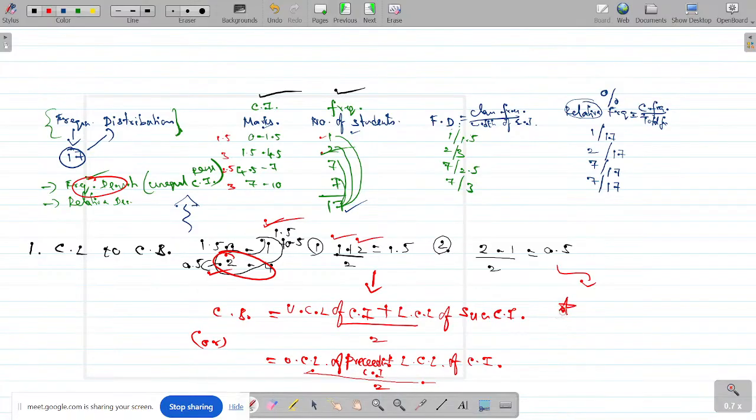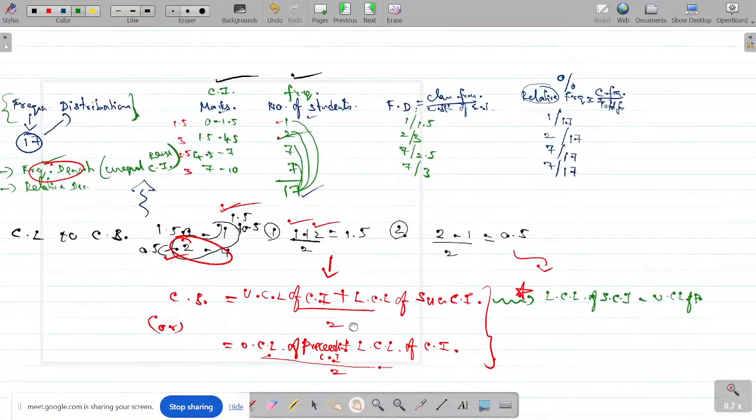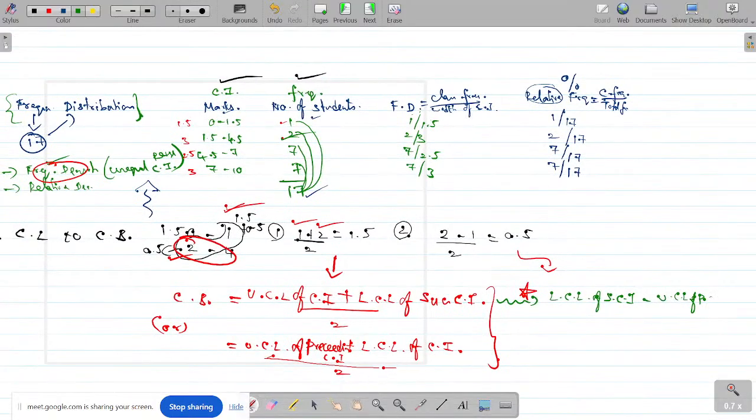Can you try this formula? It will look somewhat similar to this. Probably I'll go with this one, right? 2 is the lower class limit of the succeeding class interval, minus 1, the upper class limit of the preceding class interval, divided by 2 only.